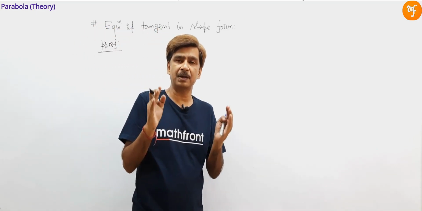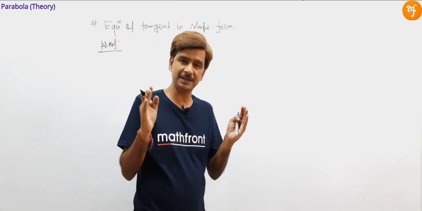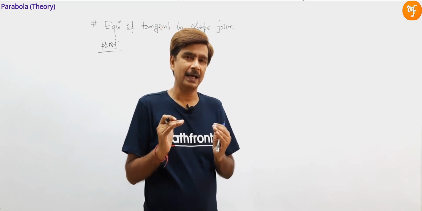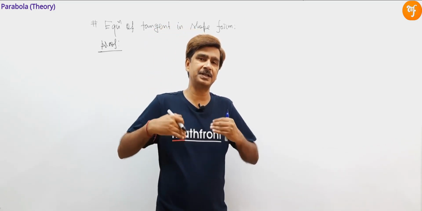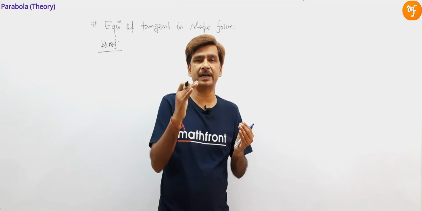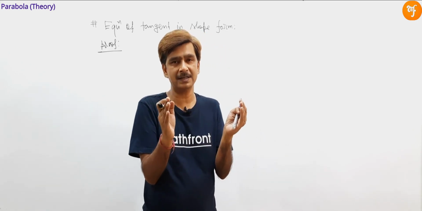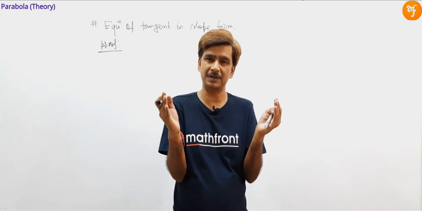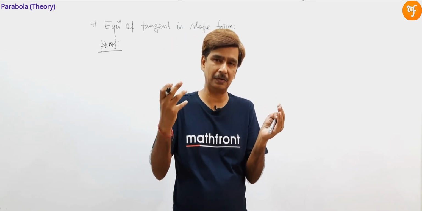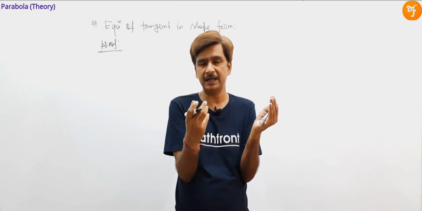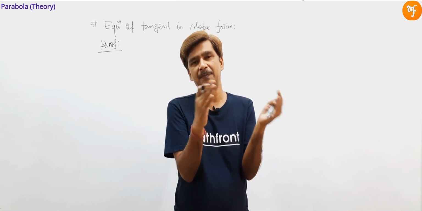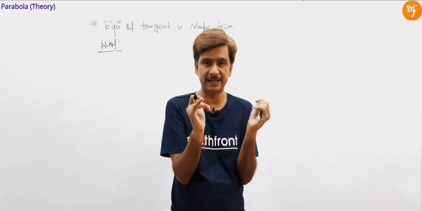Our equation of parabola is y square is equal to 4x. This is known. And as we have to find the equation of the tangent in slope form, that is slope of the tangent if it is m, then the tangent line can be written as y is equal to mx plus c, where c is unknown. That is, we have to find the value of c by applications of the condition of tangency.